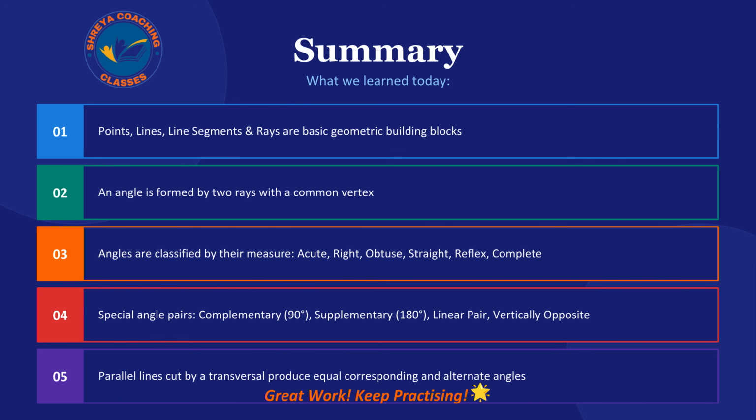Congratulations! Today we learned the basic concepts of geometry, including points, lines, line segments, and rays. We understood how angles are formed and how they are measured. We studied the 6 types of angles. We learned different pairs of angles such as complementary, supplementary, adjacent, vertically opposite, and linear pair. Finally, we explored the relationship between angles formed when a transversal cuts 2 parallel lines.